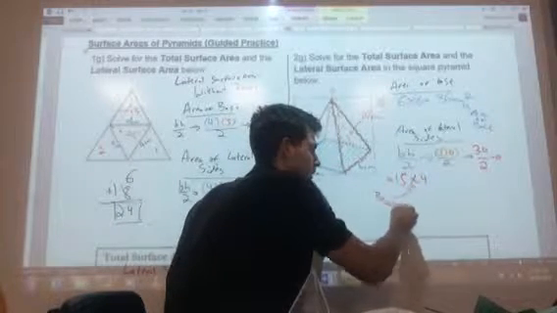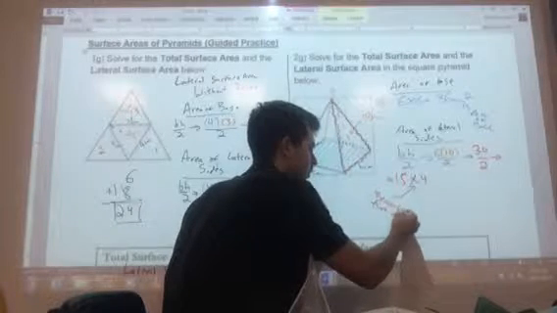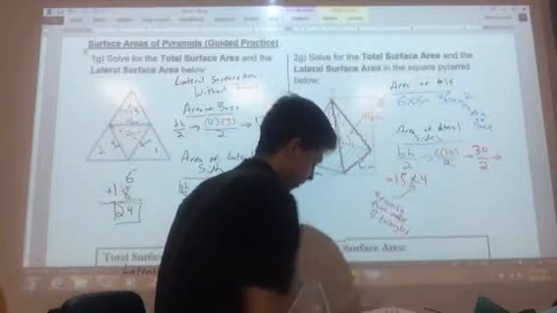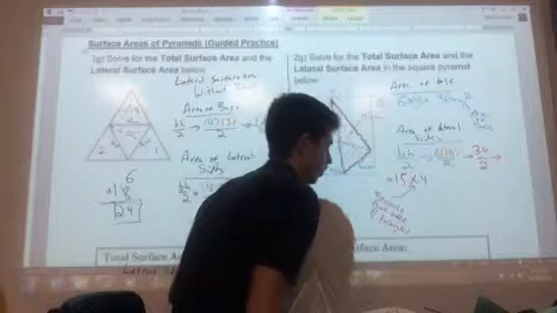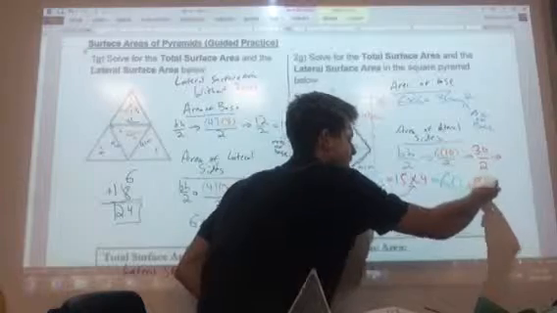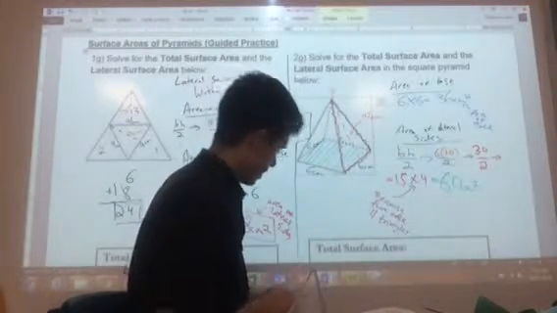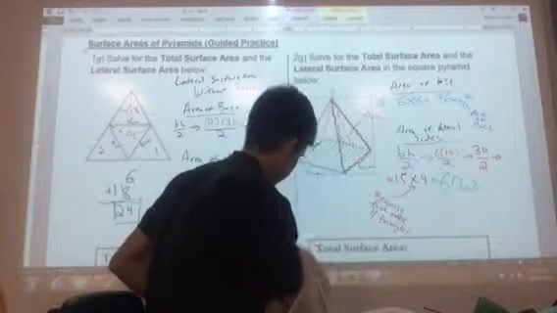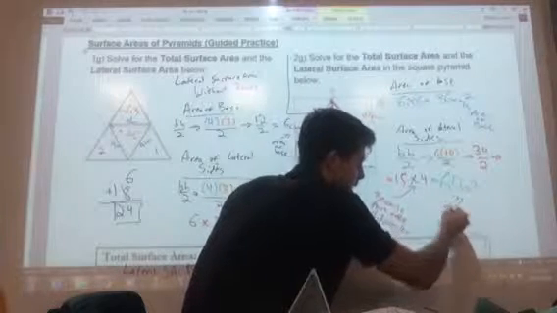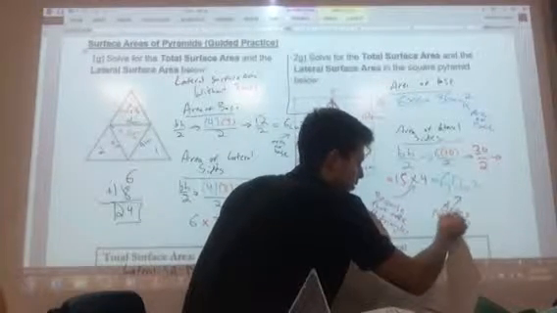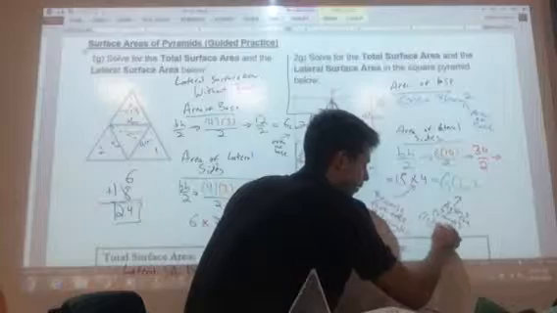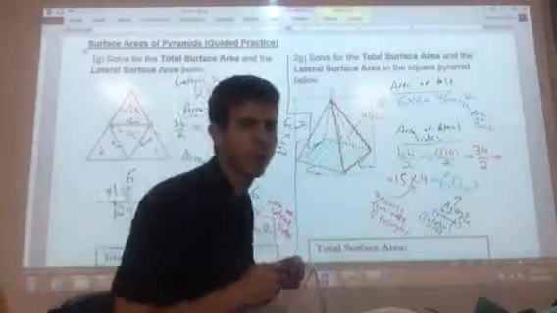Because there are 4 triangles. And 15 times 4 is going to be equal, I'll write it in green, 60 centimeters squared. And this right here represents the areas of the triangles, or also the lateral area. The areas of the triangles or the lateral area.